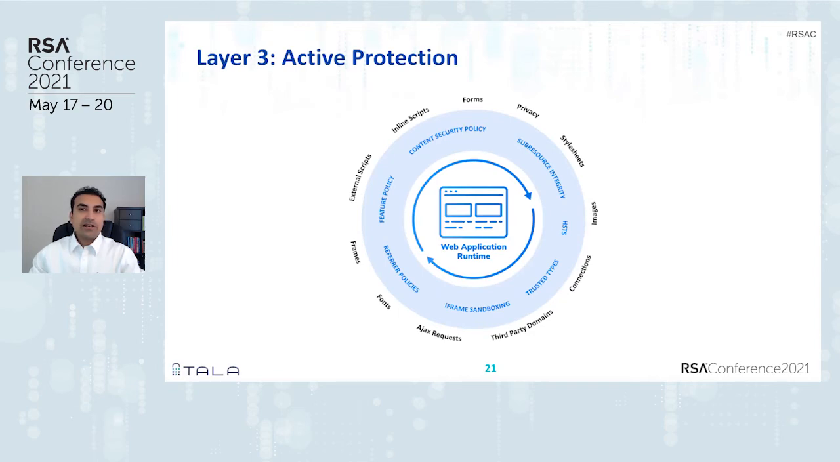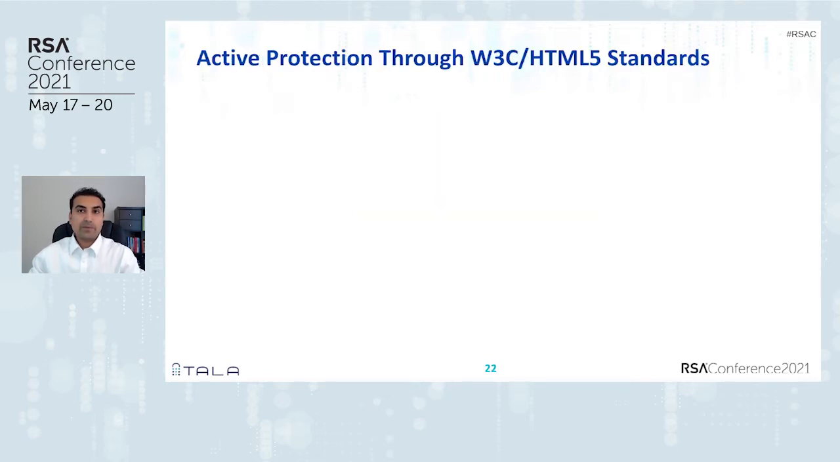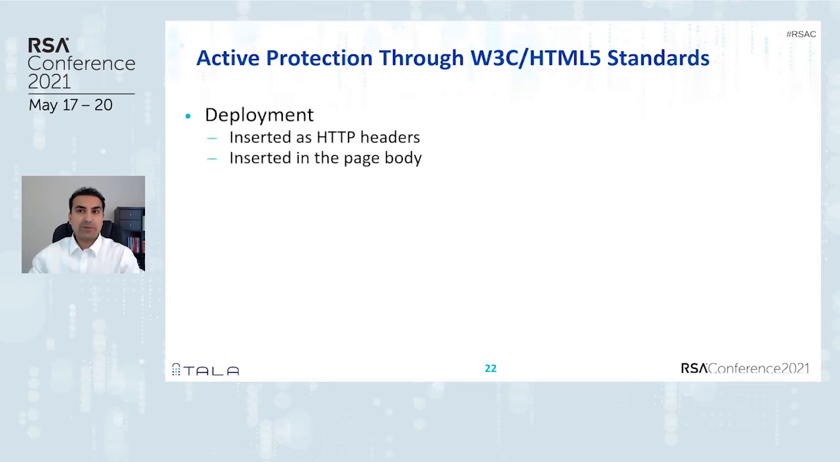The active protection layer, in my opinion, is the most important layer of defense, and it addresses the worst-case situation when an actual third party is breached. These active protection methods allow your web application to successfully defend itself against these malicious third-party libraries in real time. These protections are for web applications through W3C and HTML5 standards. They're deployed through HTTP headers or in the page body.